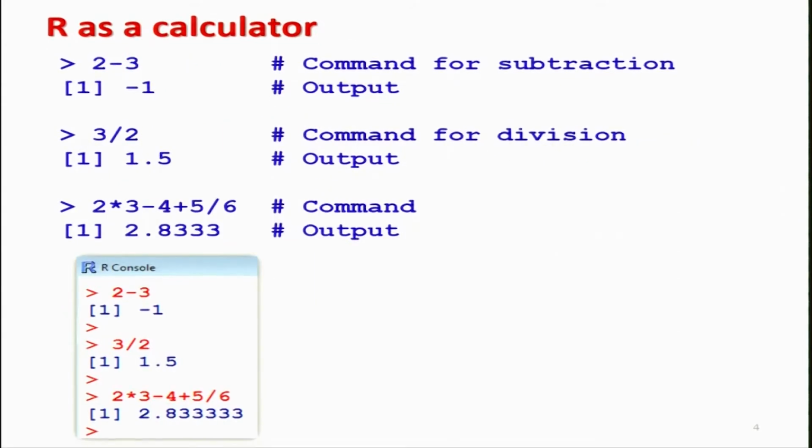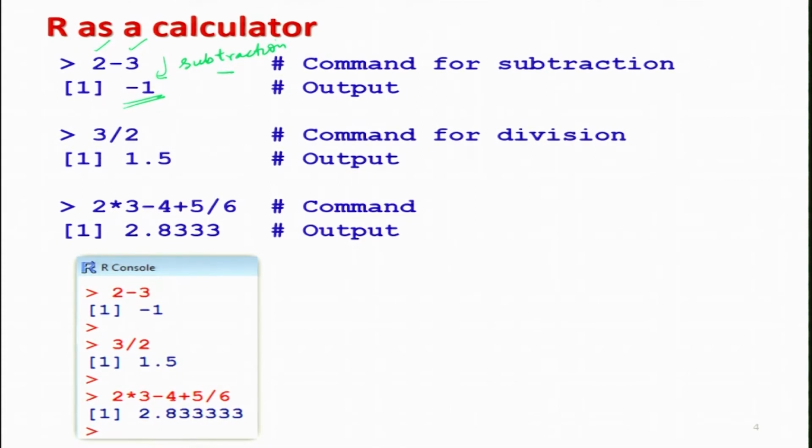Okay. Now, similarly, if you want to do subtraction, then we have the usual minus sign. In case you want to subtract 3 from 2, you have to simply write 2 minus 3, and as soon as you enter the answer will come out to be minus 1.